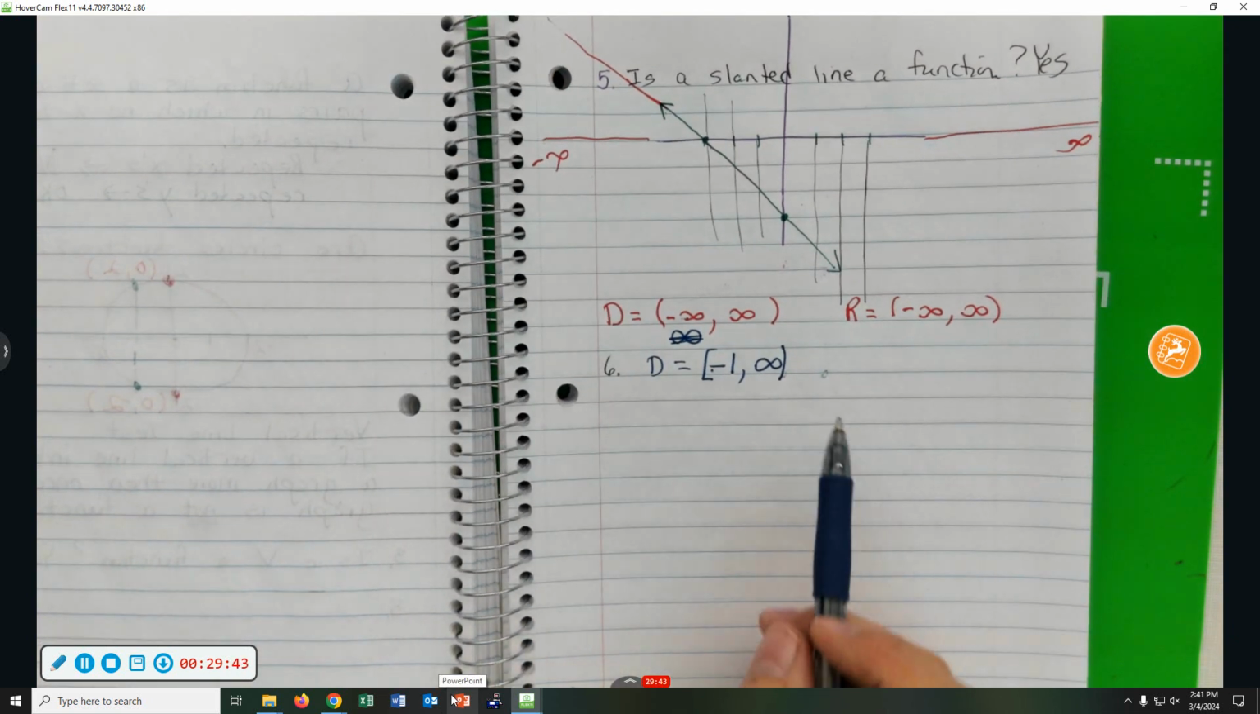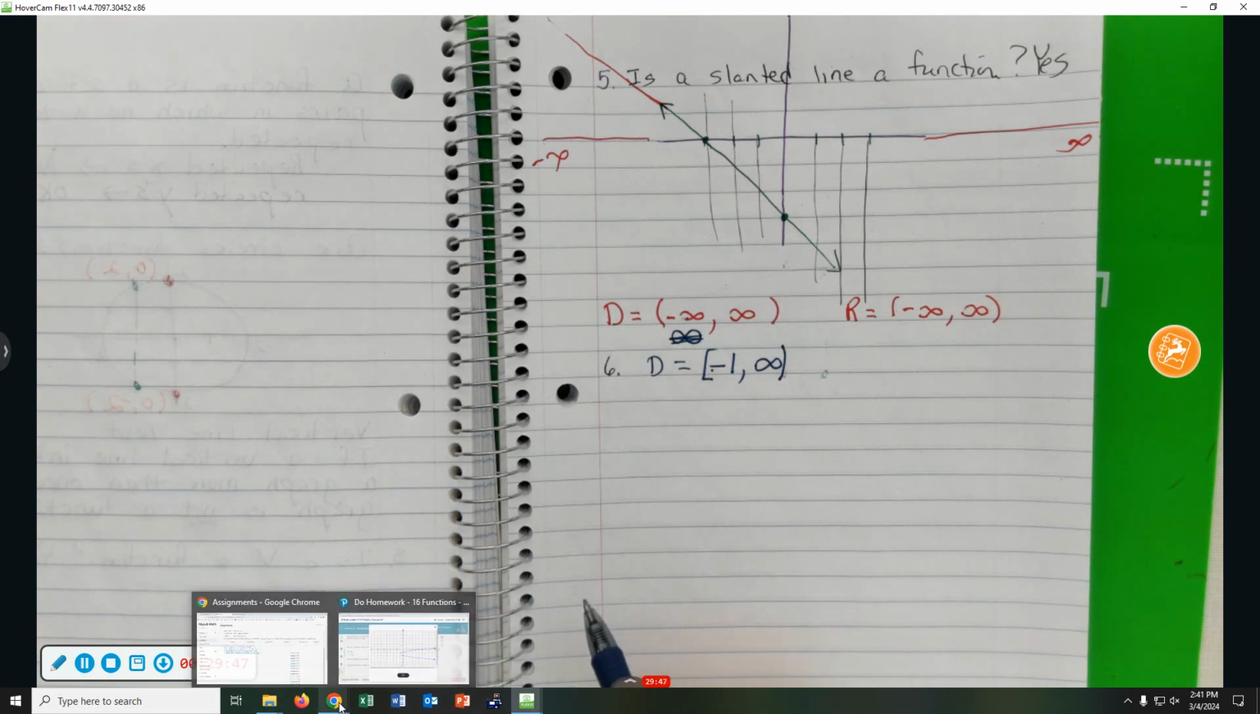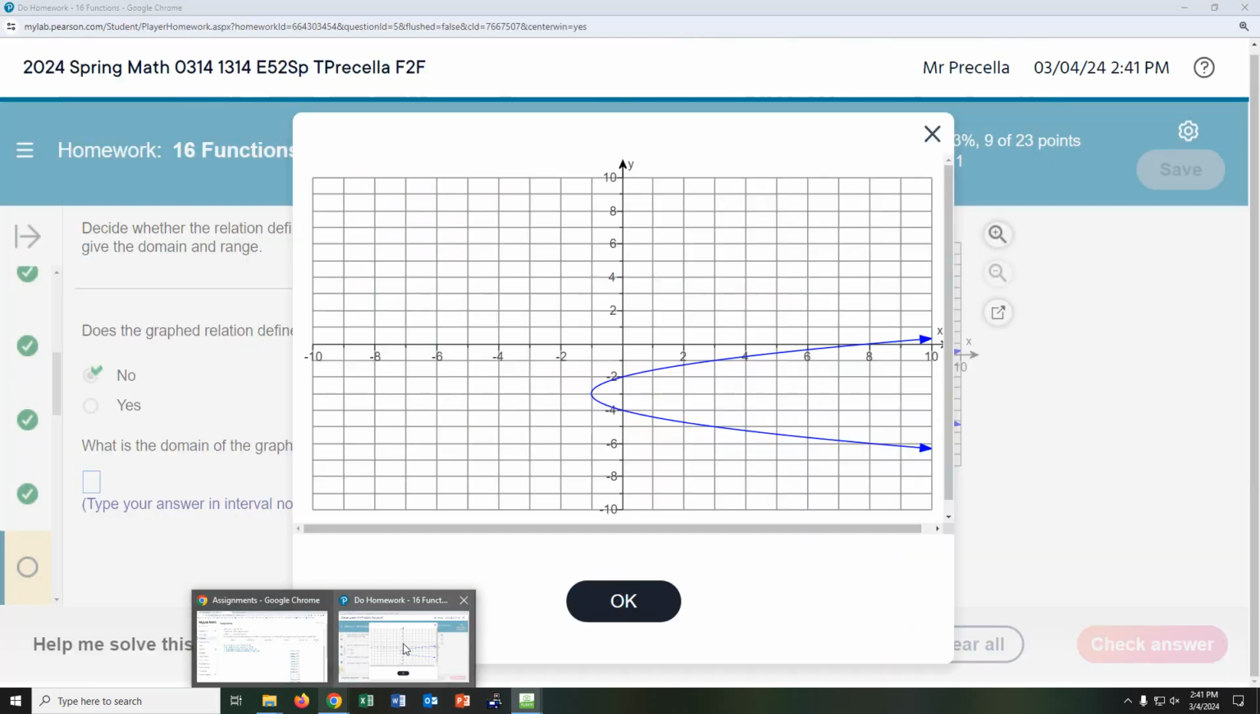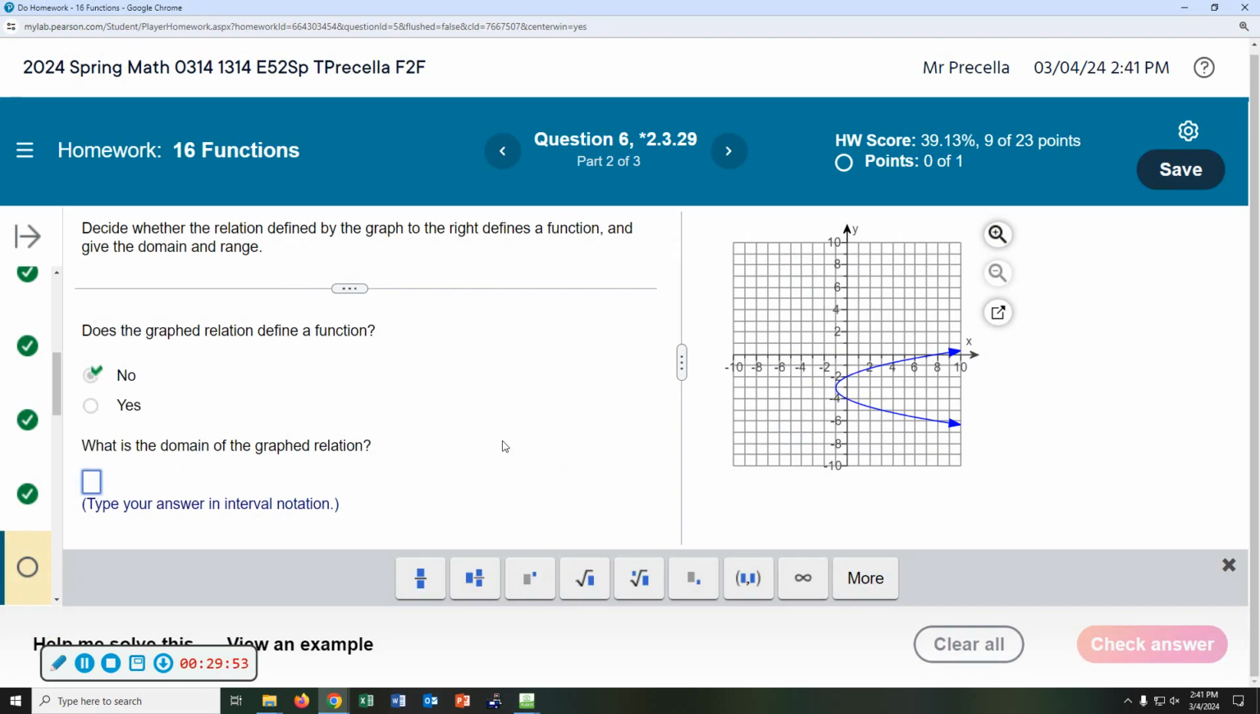Wow, that looks bad. You want to type that in? I sure do. Let me close that off. So we have a bracket, -1, comma, infinity, parenthesis. There's not really any work here, just looking at the graph and trying to analyze it and determine what x values are used.